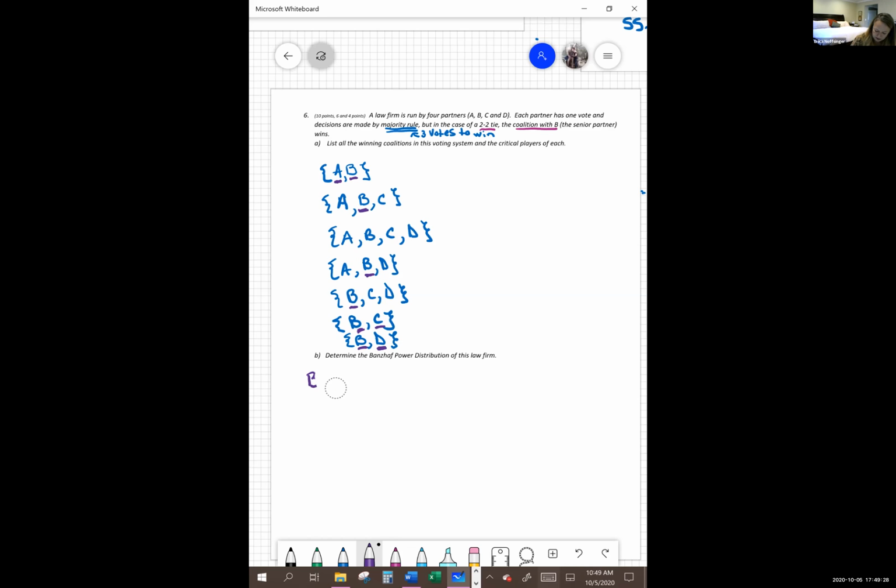Well, for B, how many times? We have 1, 2, 3, 4, 5, 6 times. He's a critical player, and the total number of critical players are 1, 2, 3, 4, 5, 6, 7, 8, 9. So his Banzhaf power index is 6/9 or 2/3. Sorry, that was for player B. I said player 1. I don't know if we want to call him player 1 or not. So I'm going to get rid of that subscript.